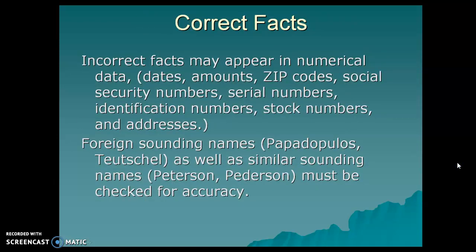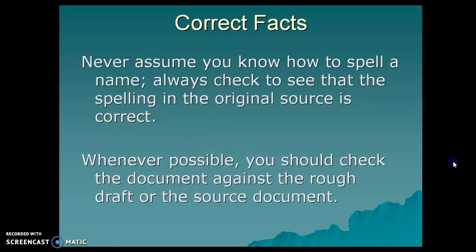Correct facts. Incorrect facts may appear in numerical data like your dates, amounts, zip codes, social security numbers, serial numbers, identification numbers, stock numbers, and addresses, and foreign-sounding names like Papadopoulos and Tuchel, as well as similar-sounding names like Peterson and Pedersen. They must be checked for accuracy. Never assume you know how to spell a name. Always check to see that the spelling in the original source is correct. Whenever possible, you should check the document against the rough draft or the source document.